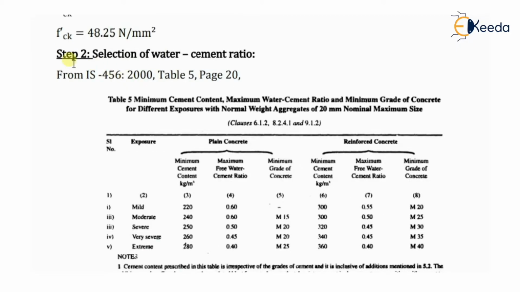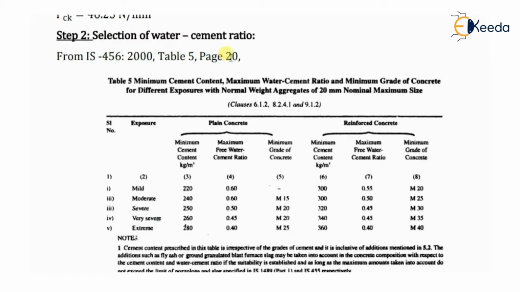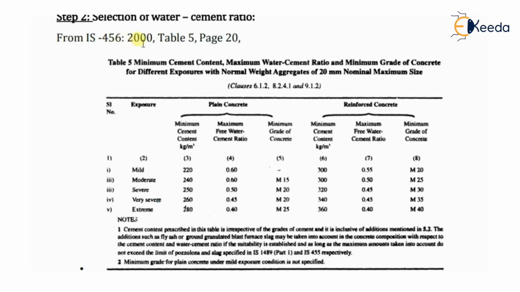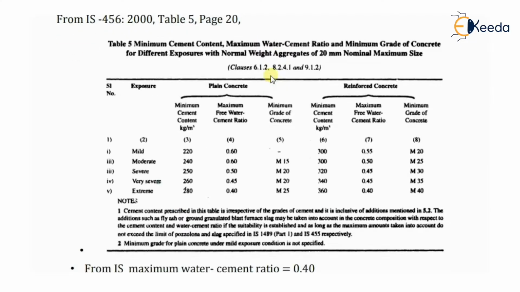Now the second step is to select the water cement ratio. How can you select the water cement ratio? From IS 456:2000, Table 5, page number 20, one table is given. This table gives the minimum cement content, maximum water cement ratio and minimum grade of concrete for different exposures with normal weight aggregate of 20 mm nominal size. The aggregate size you have to use is 20 mm, and in the problem statement they have given maximum nominal size of aggregate as 20 mm. So you can refer to this table given in IS 456:2000.